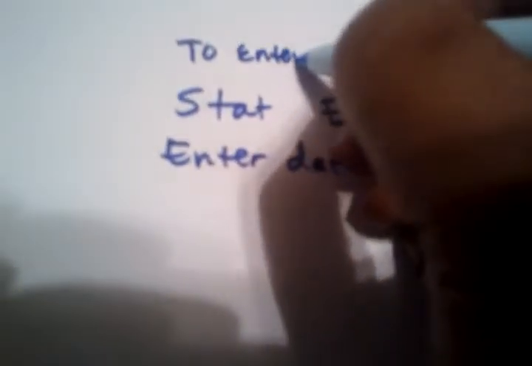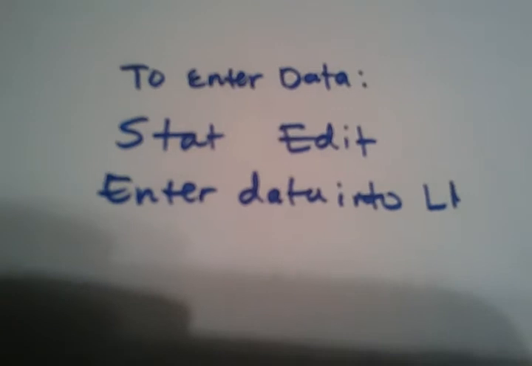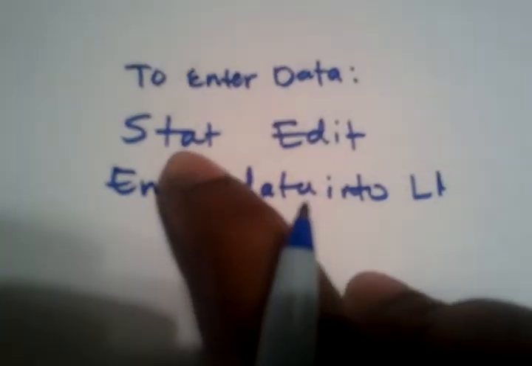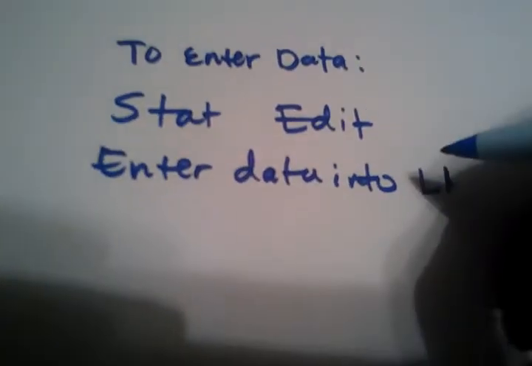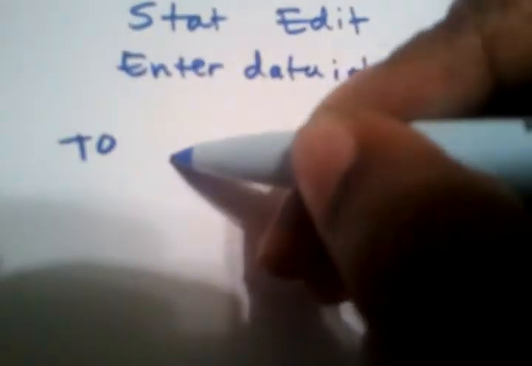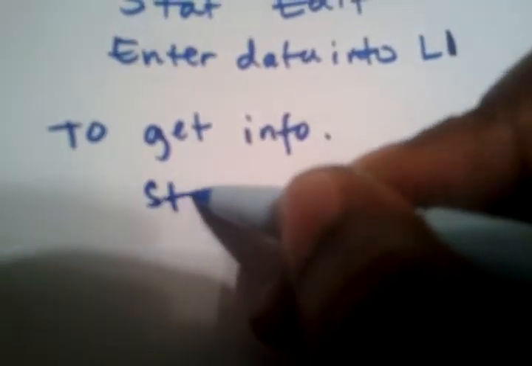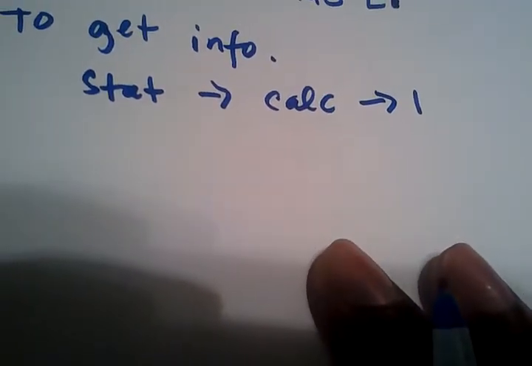So let's talk about how you're supposed to enter your data. And again, you're going to be tested on this when I come back, so let's make sure we got it. To enter our data, we go to Stat, and then we press Edit. Then you're going to enter your data into L1. After you enter your data into L1, to get info, you're going to press Stat again, and then you're going to arrow over to Calc, and then you're going to hit 1 for variable stats.